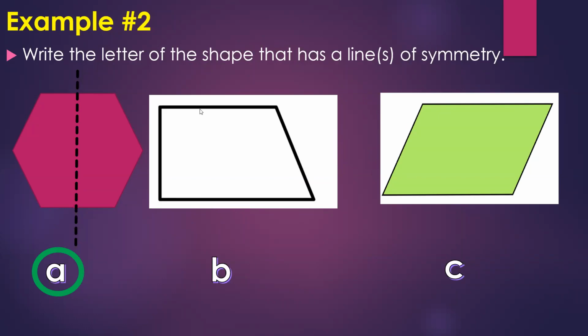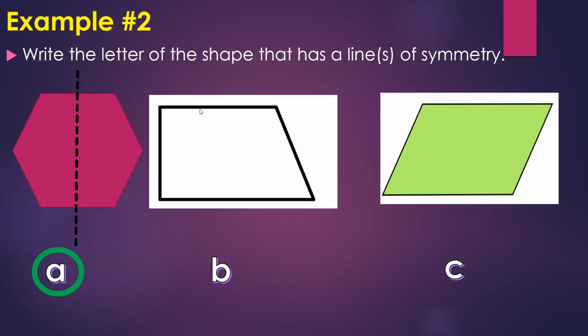Any idea? Two? No, it has more than two. Six? Why do you say six? Because the shape with the amount of sides has an amount of lines of symmetry. You sure about that? Well, an equilateral shape, I mean. Equilateral shape? What do you mean by equilateral shape? All sides are equal. So you mean a regular polygon?